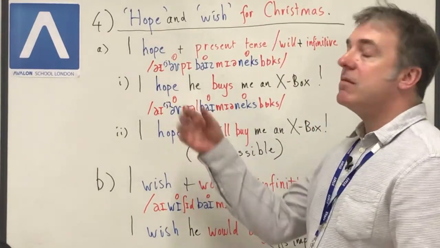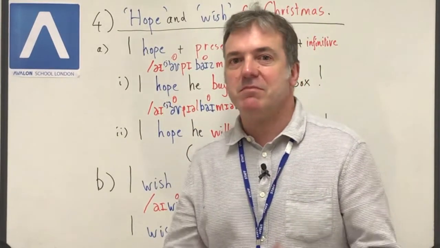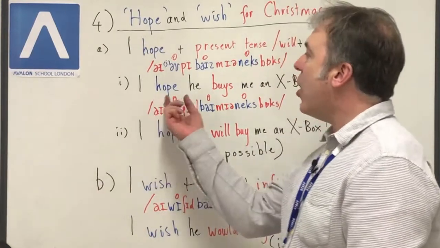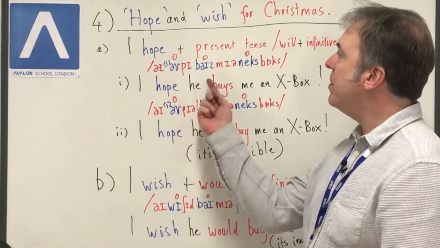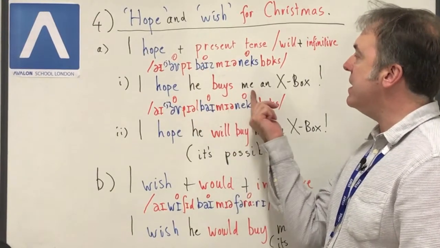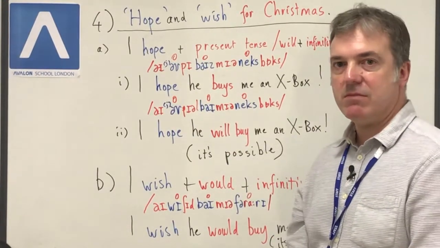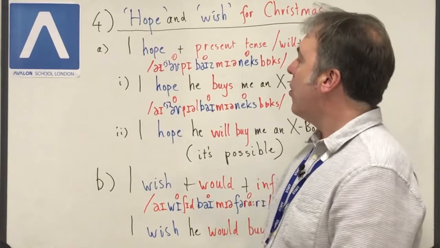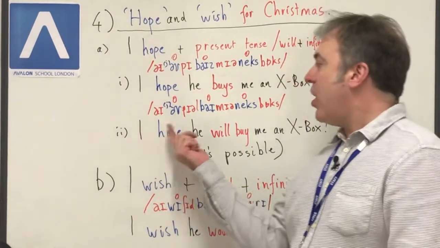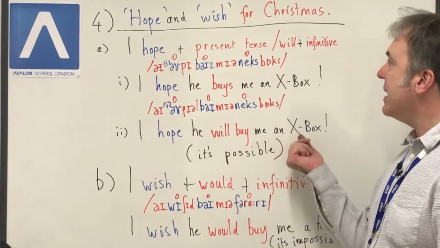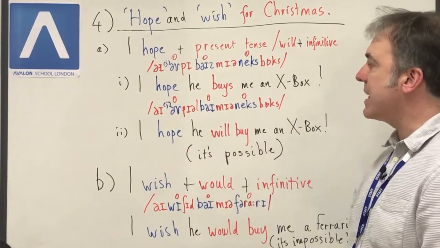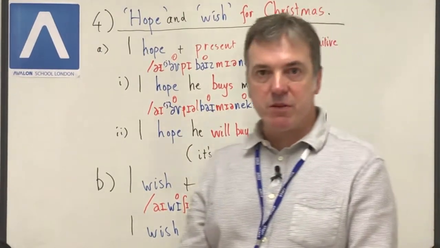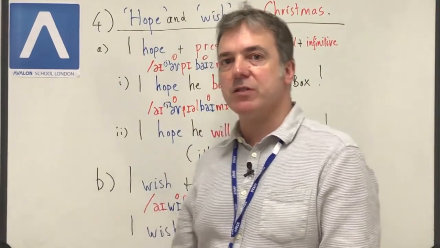So we could say, maybe it's our father, maybe it's a brother, I hope he buys me an Xbox. I hope, present, he buys me an Xbox. Okay, so that's the grammar. Or we can say, I hope he will buy me an Xbox. This is the will plus infinitive. I hope he will buy me an Xbox. It's possible. We can use either of those two structures.